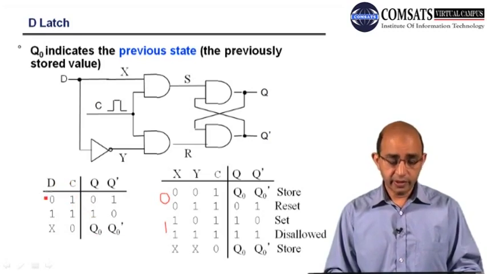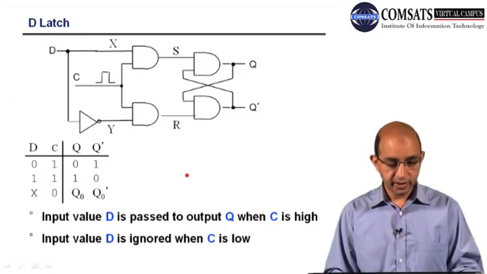Okay, so here you can see that Q follows D on the clock signal, or on the active enable signal. It can be active high or active low, so Q follows D. This is the reason for the introduction of the D-latch. So here you can see we have the same D-latch, where Q follows D on the enable high.